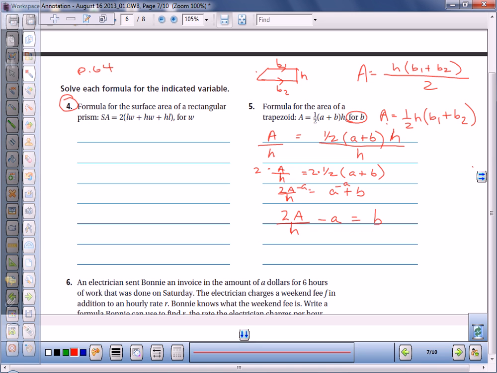Okay. How many of you are so tempted to distribute this 1/2? Yeah, because we've just been taught that. We've been taught that no matter what we have, whenever we have parentheses, we're supposed to distribute. Would distributing be the best thing to do on this problem I just wrote? No.